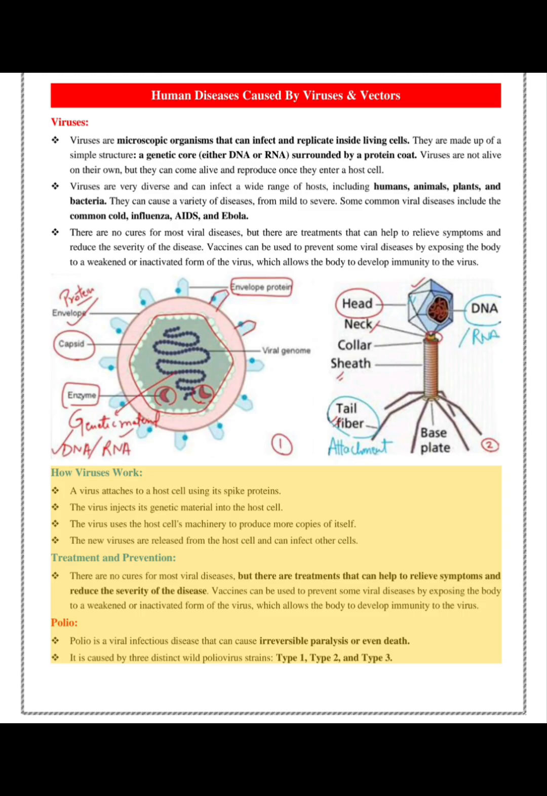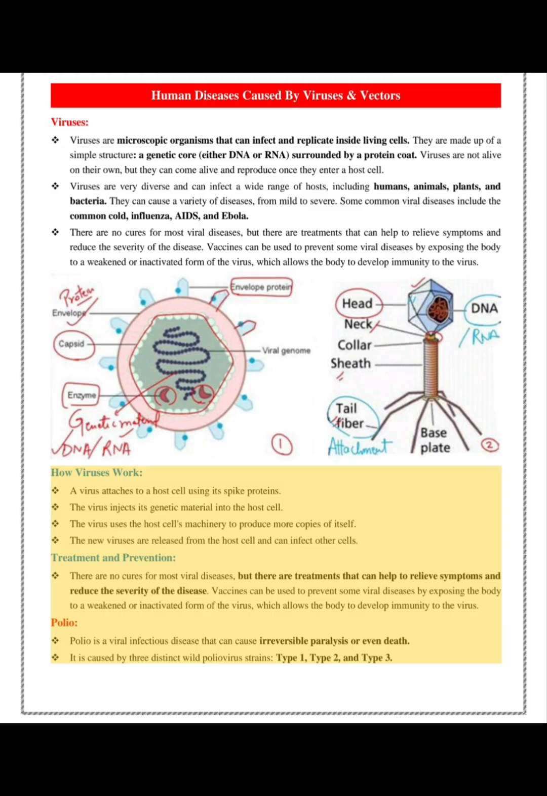Treatment and prevention. There are no cures for most viral diseases, but there are treatments that can help to relieve symptoms and reduce the severity of the disease. Vaccines can be used to prevent some viral diseases by exposing the body to a weakened or inactivated form of the virus, which allows the body to develop immunity to the virus.